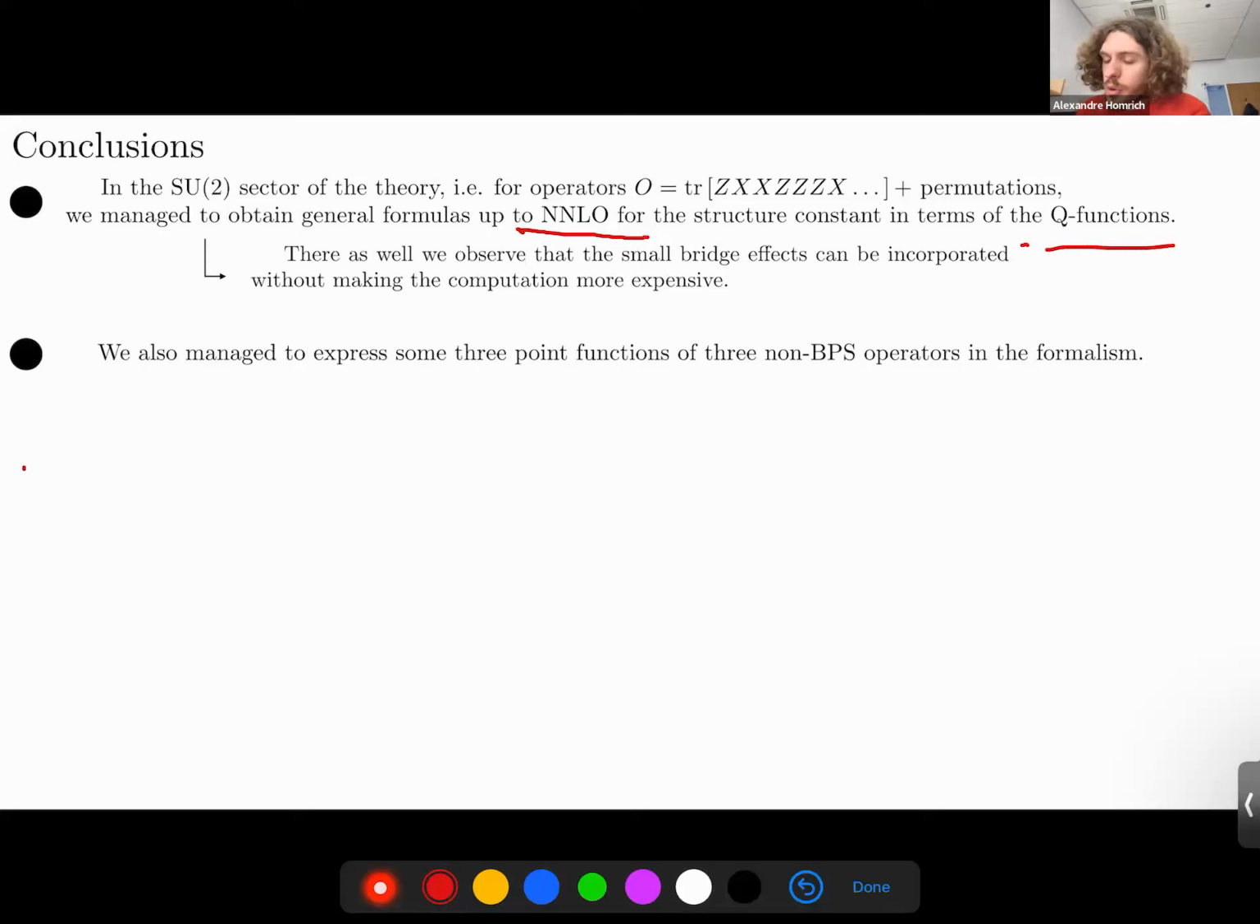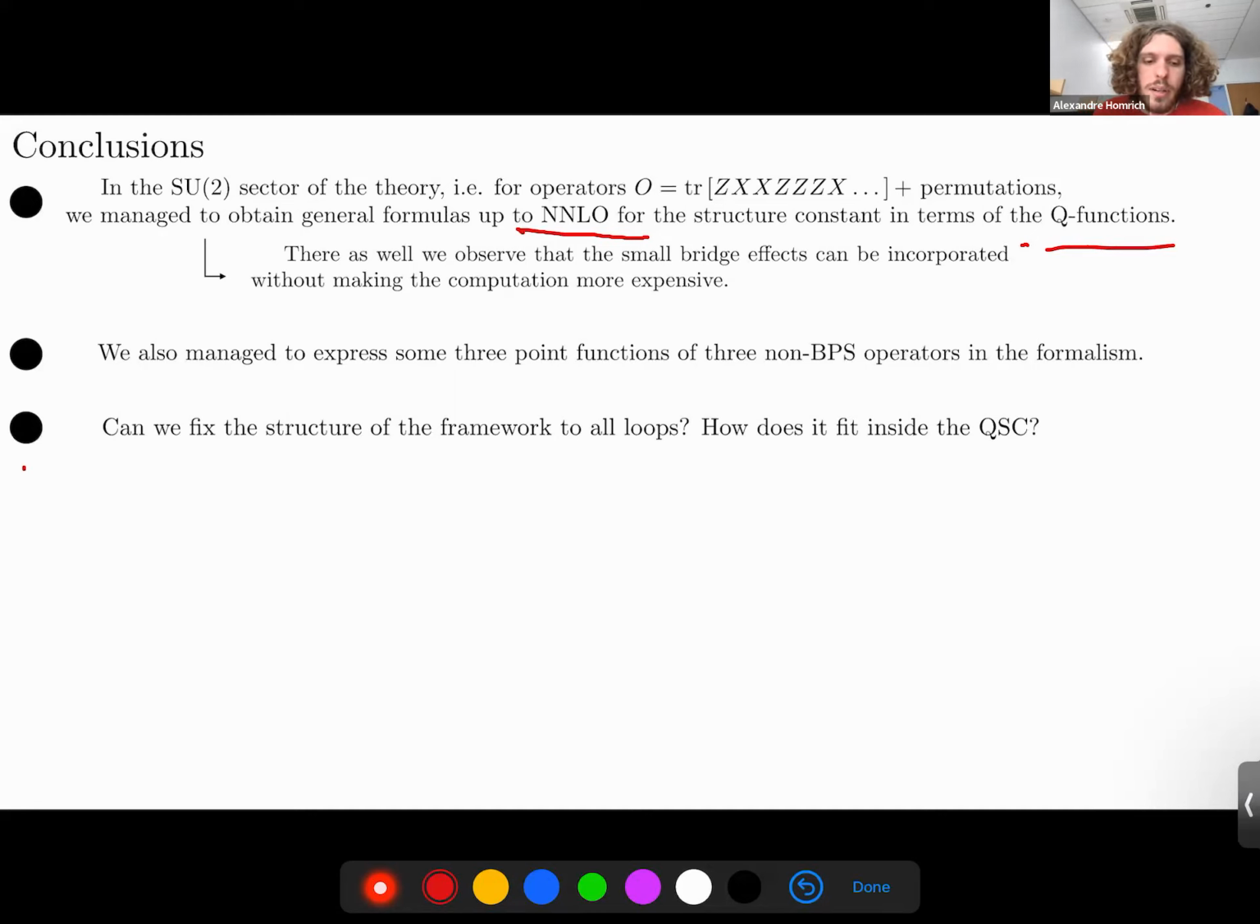For all of this talk, I've focused on the case of 3-point functions between one non-BPS operator and two BPS. We also obtained some structure constants for 3-point functions of 3 non-BPS operators in a formalism at the next to leading order. So then about future directions, there's the obvious question: can we fix this structure to all loops? And how does it fit inside the quantum spectral curve? Can we interpret these measures and these dressings of the Q functions as some natural objects in the spectrum problem? And can we use the knowledge we have there to write down an all loop result?